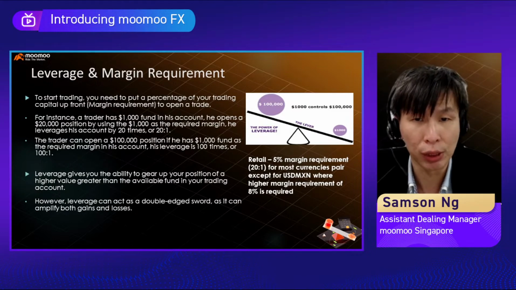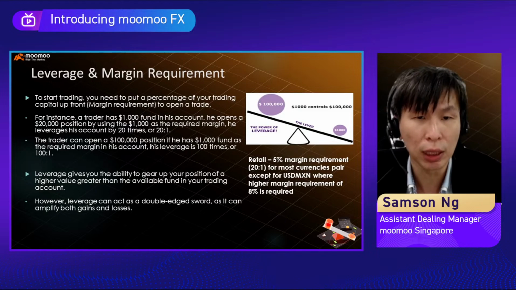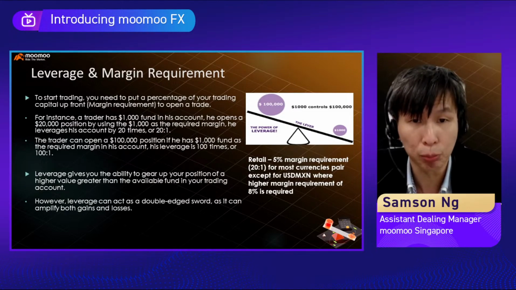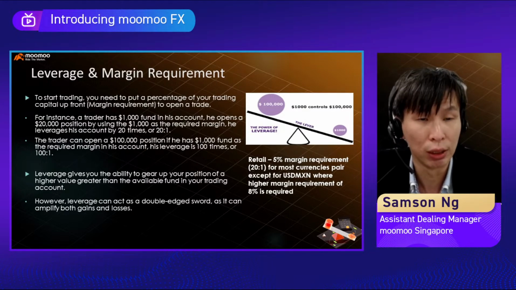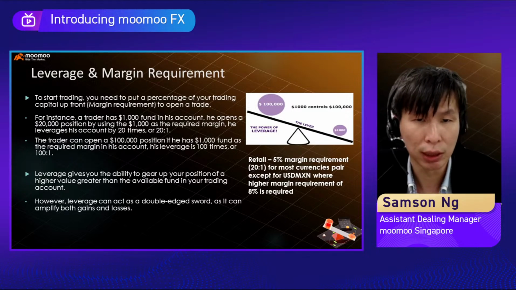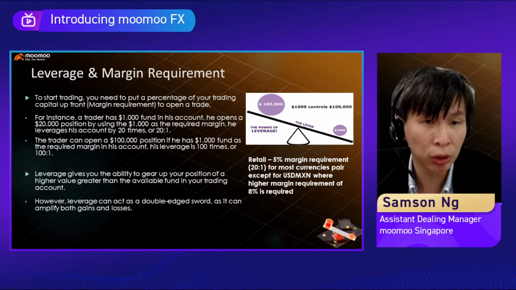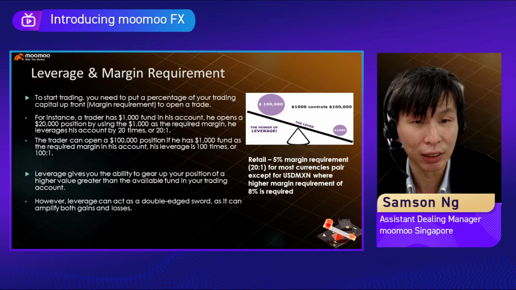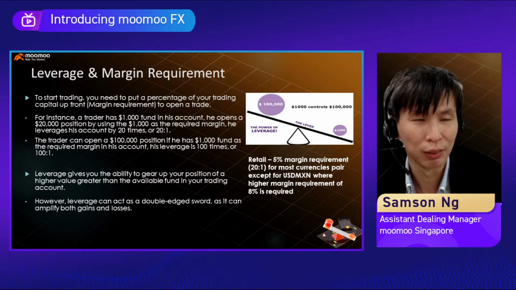to open a trade. For instance, a trader has $1,000 in an account. He can open a 20,000 position by using just 1,000 as the required margin. He has actually leveraged his account by 20 times. Similarly, a trader can also open a 100,000 position if he has only 1,000 in funds in his account. As you can see, the leverage has now increased to 100 times.